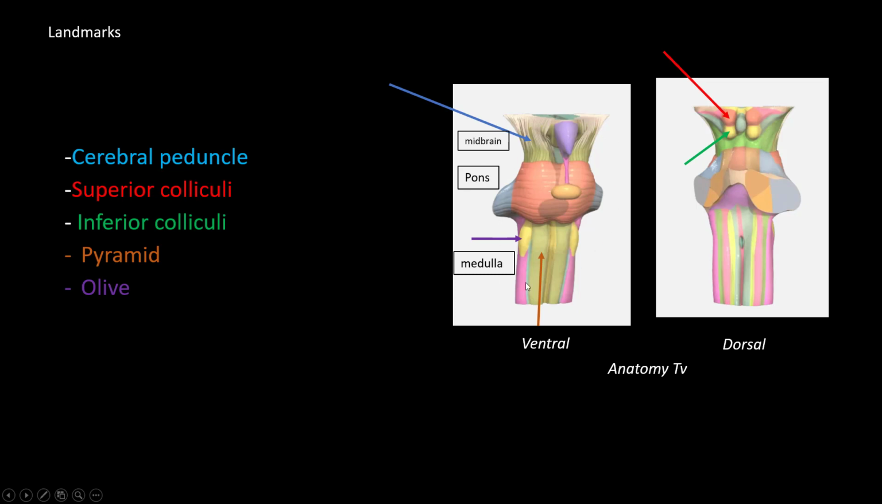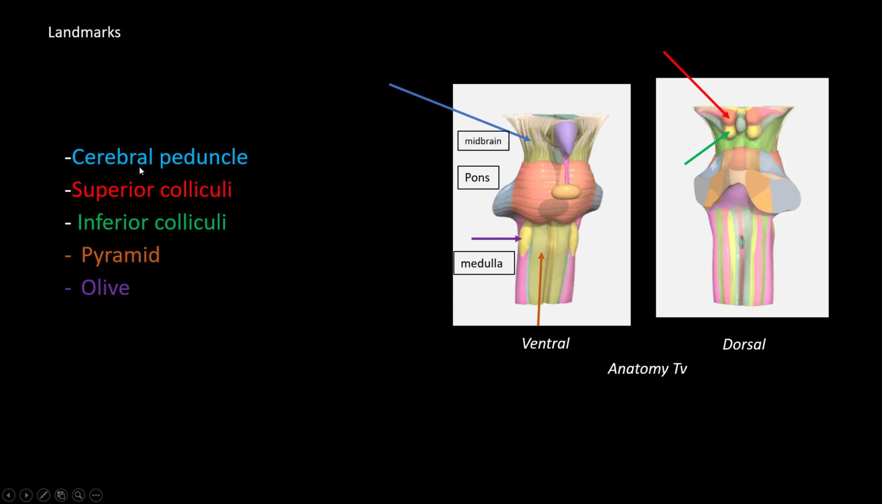Here I have images of the ventral and the dorsal aspect of the brainstem taken from Anatomy TV. You might recall from your online videos that the ventral aspect of the brainstem is mostly associated with motor related pathways and signals, whereas the dorsal aspect is associated with sensory related pathways and signals. With this in mind, let us look at some of the landmarks which we can view on the ventral and the dorsal aspect of the brainstem.